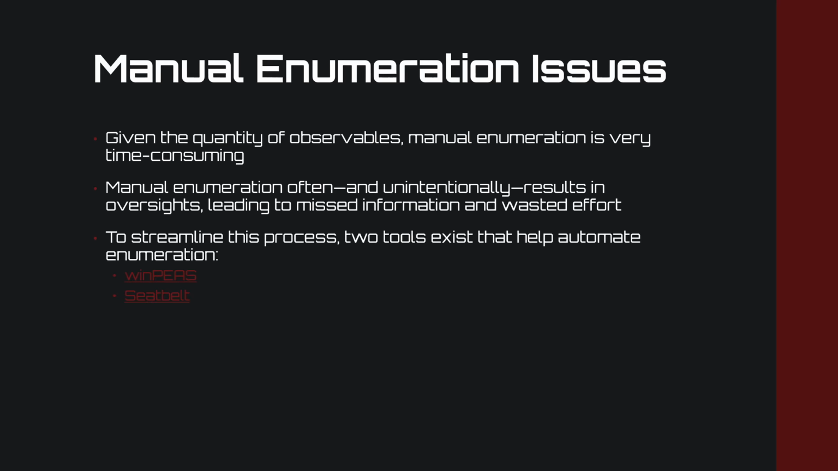Therefore, to reduce the time required to enumerate a system, we can instead leverage third-party tools such as WinPEAS and Seatbelt to automate this process. Not only does automation markedly reduce enumeration time, but it also provides more comprehensive and enriched results that might otherwise be missed during manual enumeration, and such oversights could prove significant when attempting to advance further in an assessment. Having said that, let's take a look at how we can compile these tools and leverage them during our assessments.